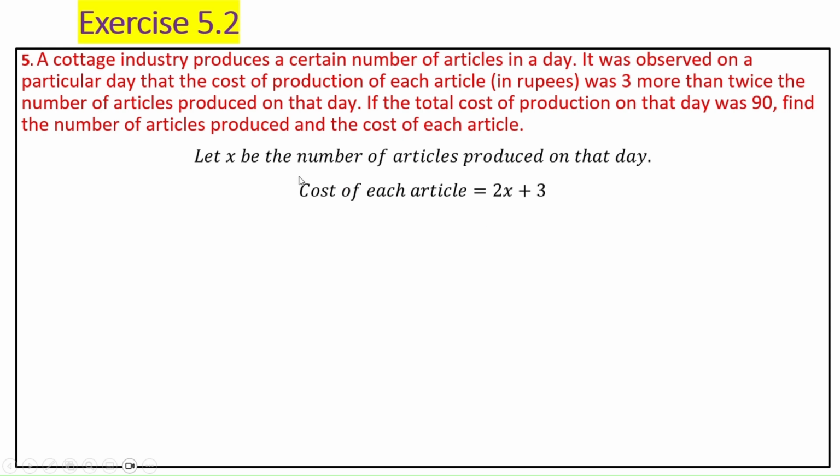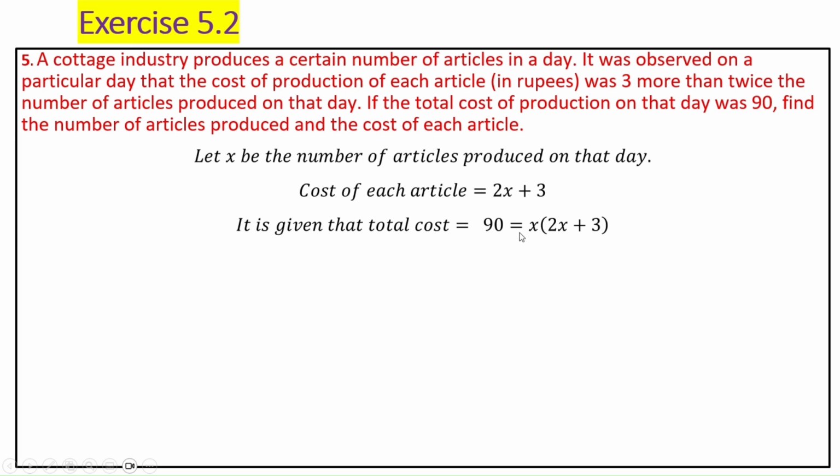Okay, let x be the number of articles produced on that day. So the cost of each article is 3 more than twice the number of articles, right? So 2x plus 3, that is, twice the number of articles is 2x, 3 more than that is plus 3. This is the cost of each article.